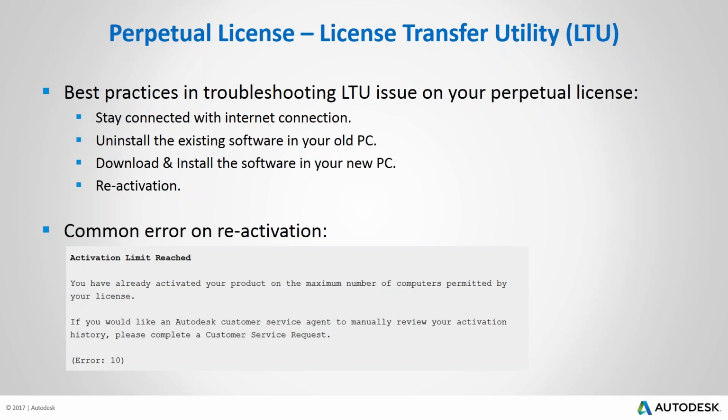First, make sure you're connected to the internet. You can choose to uninstall the existing software on your old PC, re-download the installer, and proceed with the installation on your new PC. Lastly, of course, you can proceed to activate your software again. But here's where it gets tricky sometimes. When you lose your laptop or perhaps forgot to uninstall the software before reformatting your machine, you will not have the chance to do all these steps highlighted in this slide. So when you want to reactivate again, you might encounter an error saying that your activation limit is reached.